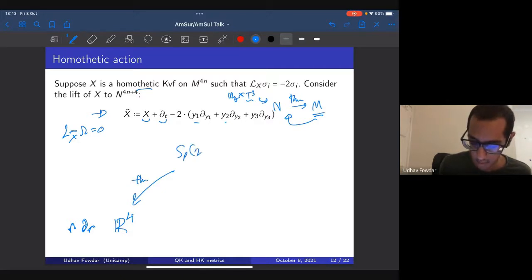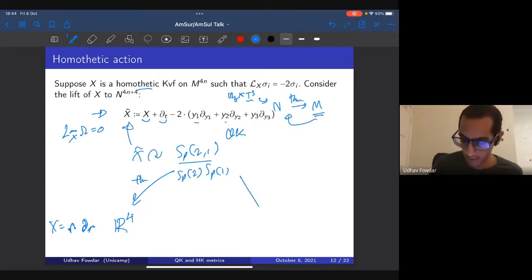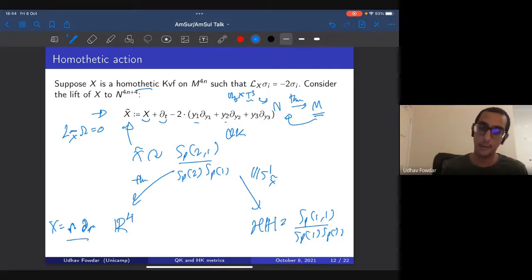So this is SP2,1 over SP2 times SP1. It's a Quaternion-Kähler manifold. Then if you take this as X, you can lift it by the expression here, and you're going to get a Killing vector field on the space here. So you can take the Quaternion-Kähler quotient by this lifted vector field, and it turns out what you get is the hyperbolic metric of one dimension less. So this is SP1,1. The point being that starting from a homothetic Killing vector field on the hyperKähler manifold, I can produce out of this an Einstein metric of negative scalar curvature on a different space.